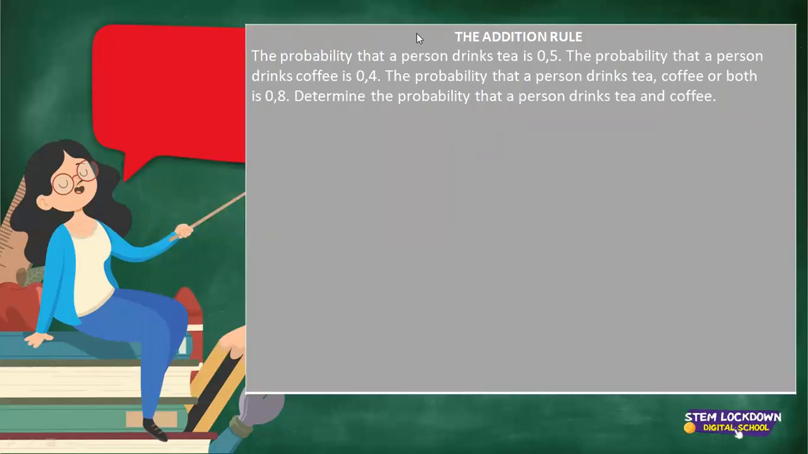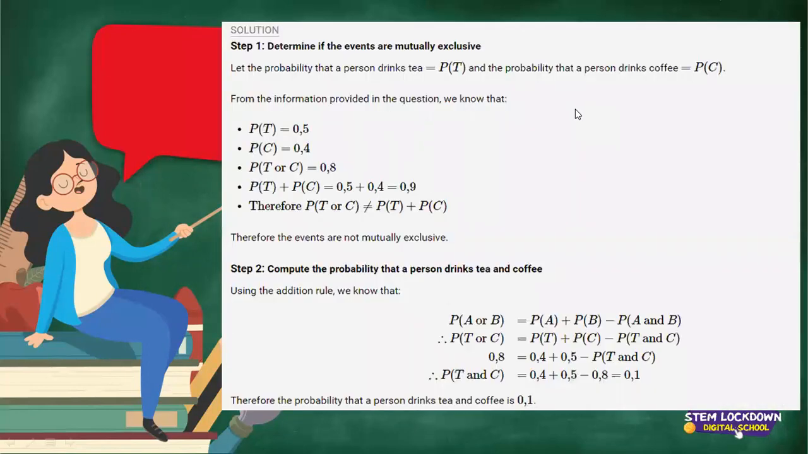So another example we can look at today: the probability that a person drinks tea is 0.5. The probability that a person drinks coffee is 0.4. The probability that a person drinks tea or coffee or both is 0.8. Determine the probability that a person drinks tea and coffee. So we use our simple addition rule to find the probability of drinking tea and at the same time coffee, meaning the intersection of tea and coffee.